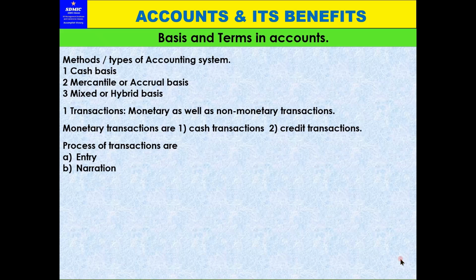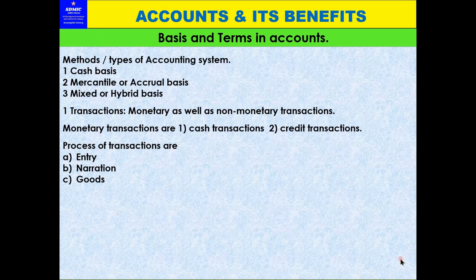So in order to clarify that, a brief narration explaining the entry is given there, so that later, for example, 5 or 6 months after the end of the year, if anybody asks what this particular entry was made for, we will come to know from the narration. So it's a brief explanation of the entry.